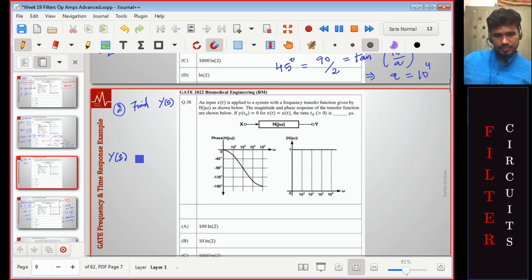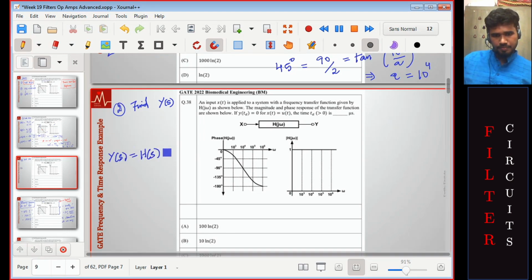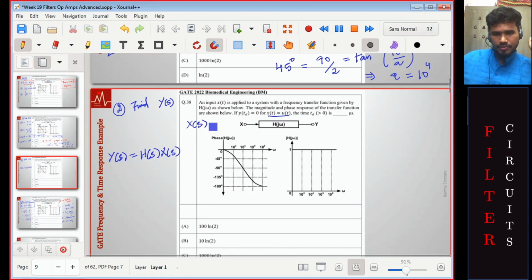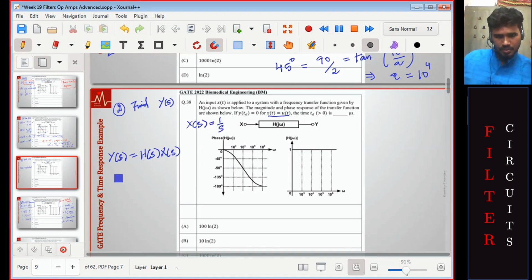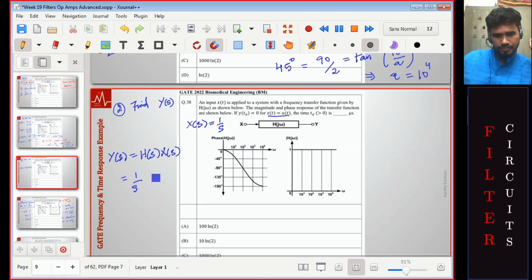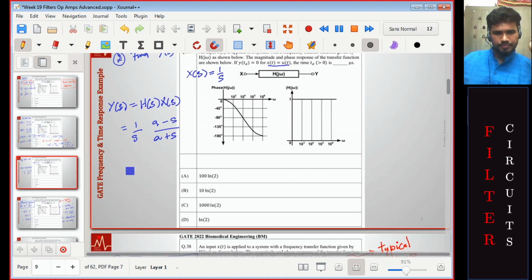Y of s is H of s times X of s, and X of s is 1 over s. So this is 1 over s times (a minus s) by (a plus s). Now we have to do partial fractions. This is A over s plus B by s plus a.